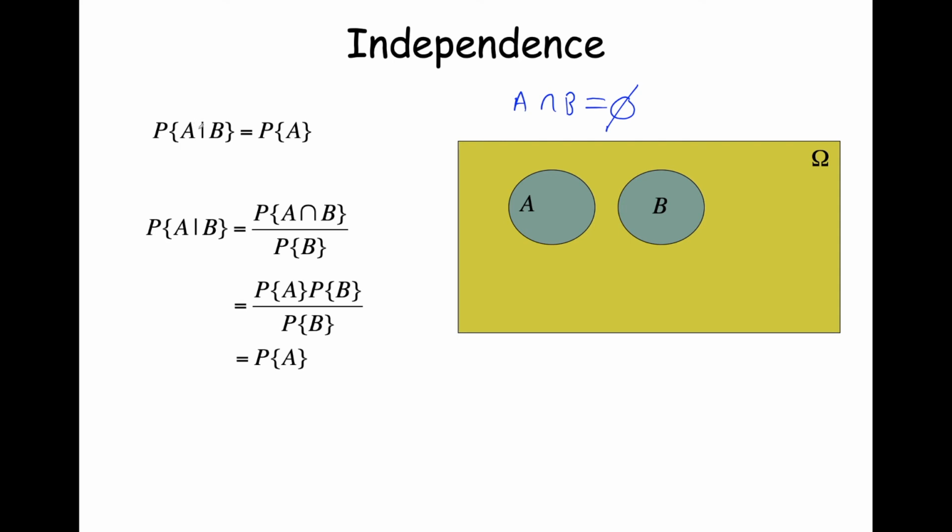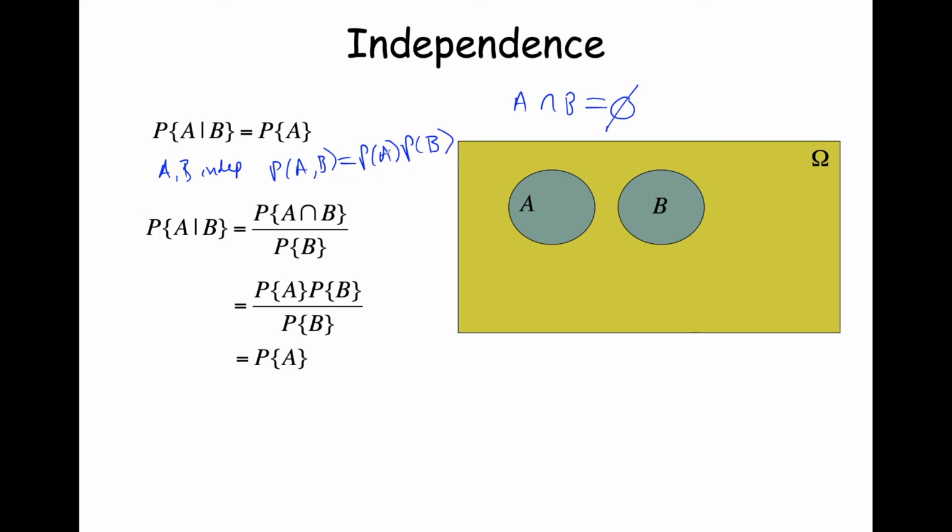B has no bearing on what A's value is. And so if we were to do the expansion, we have probability of A given B is probability of A and B over probability of B. Now, it just so happens if A and B are independent, it means that the joint probability of A and B is equal to the product of the marginals, probability of A times probability of B.